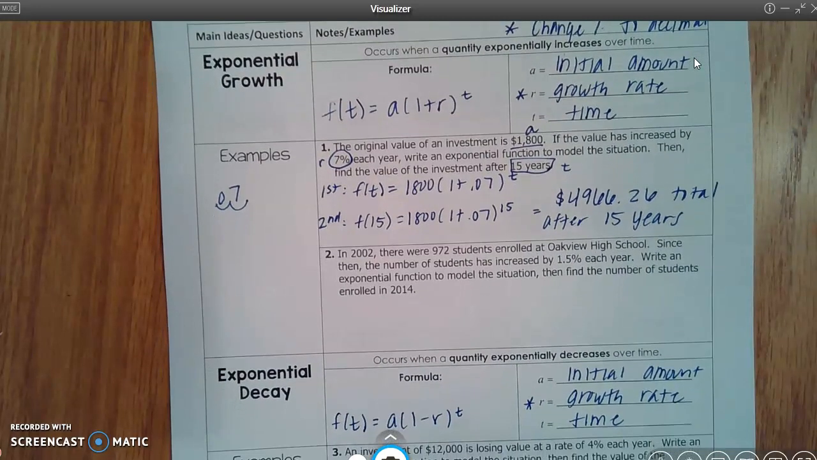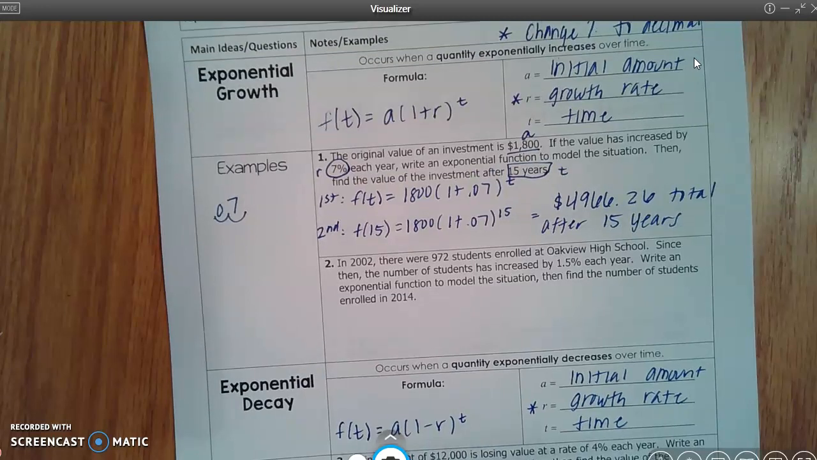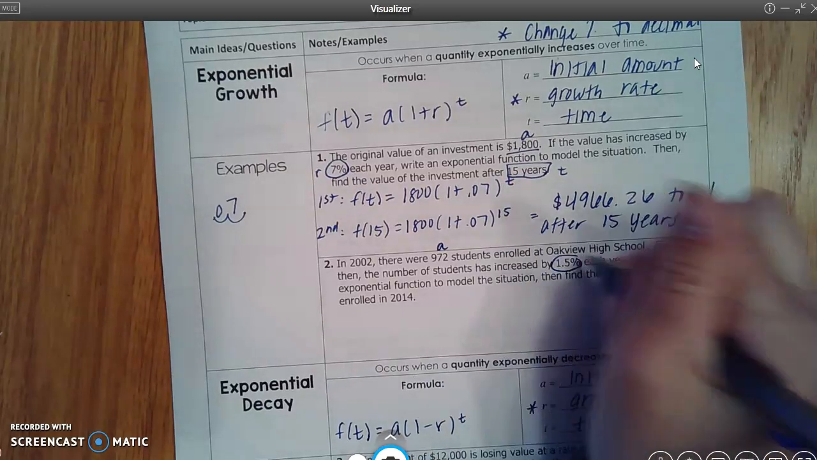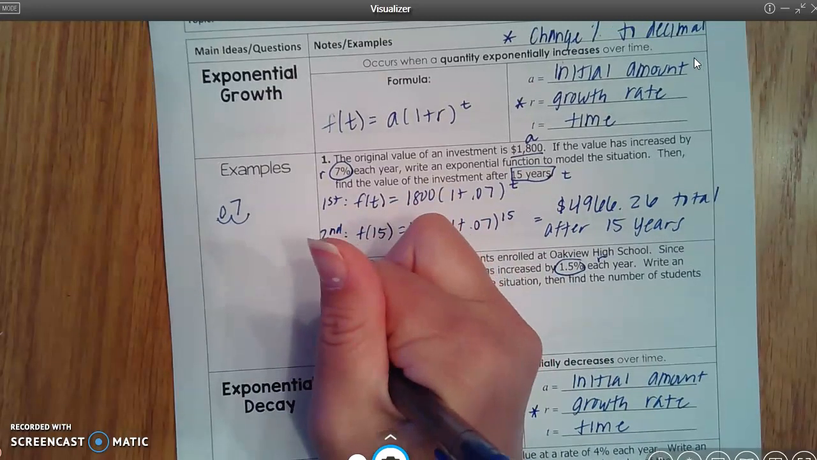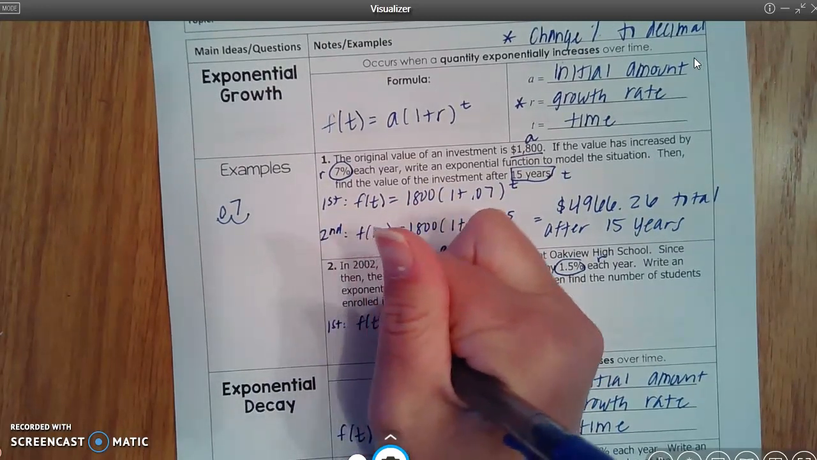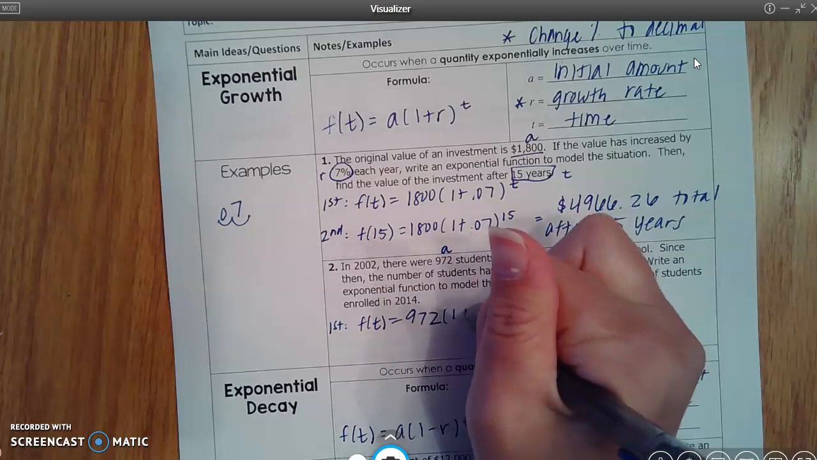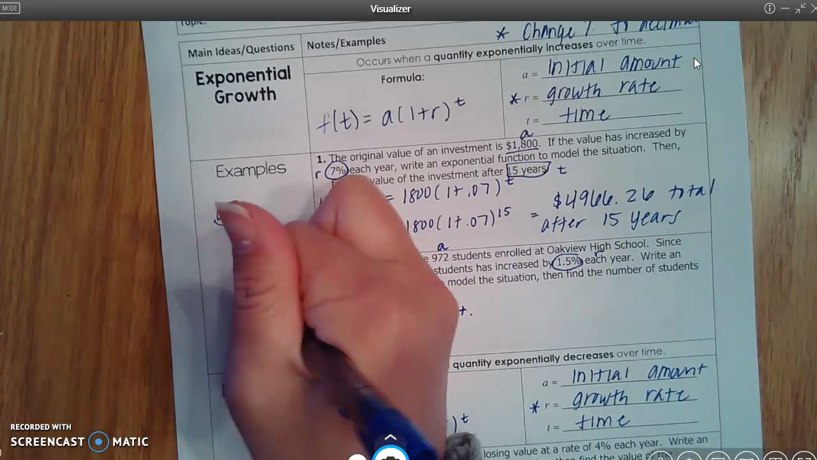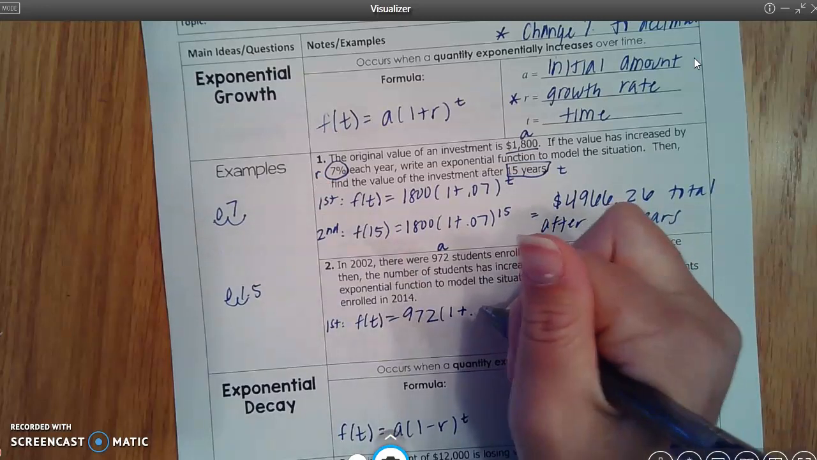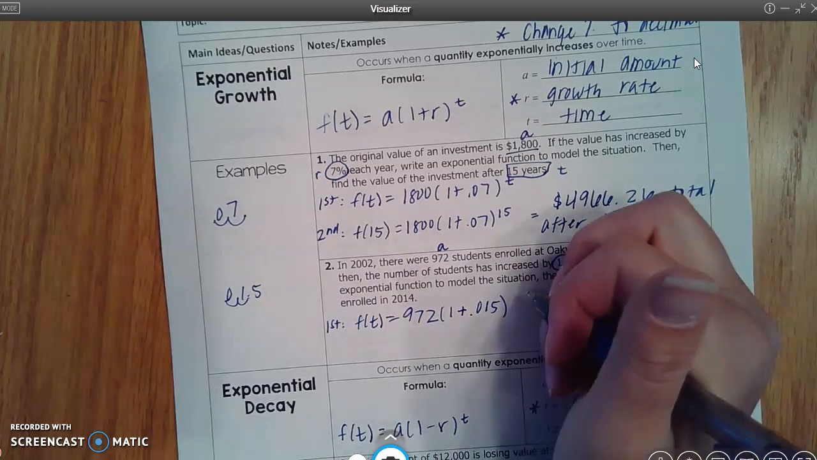Okay, so same thing over here. They want us to go through, and it says in 2002, there were 972 students enrolled in Oakview High School. Since then, the number of students has increased by 1.5% each year. Write an exponential function to represent the model, then find it in 2014. So to start, I'm starting with 972 students. That's my A. I have 1.5%, which is my R. So step 1, or the first thing they want me to do, say f of t is equal to the 972 kids that I talked about. We'll do 1 plus, and then if I have my 1.5, move it over to the left, I get 0.015. I'm going to raise it to the power of t.